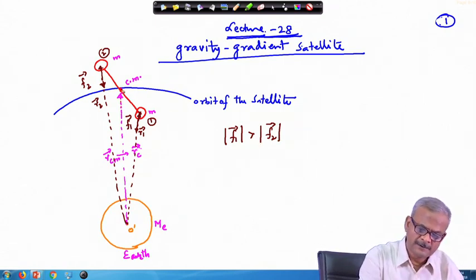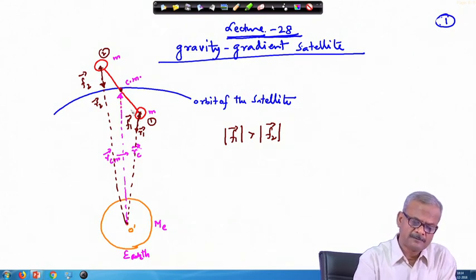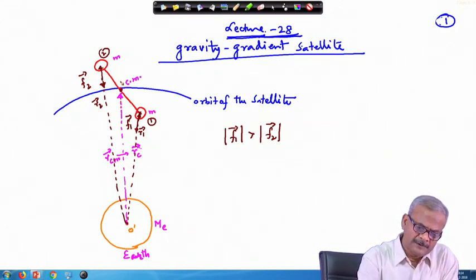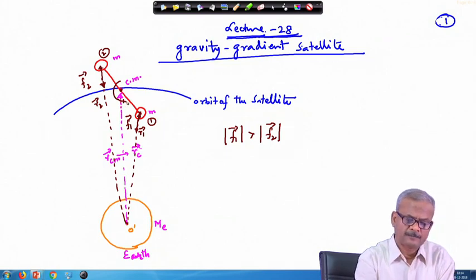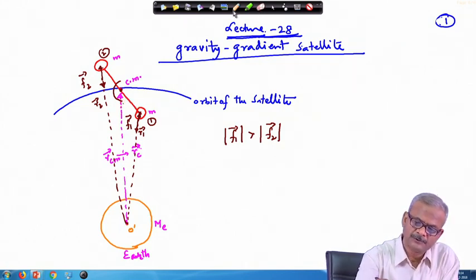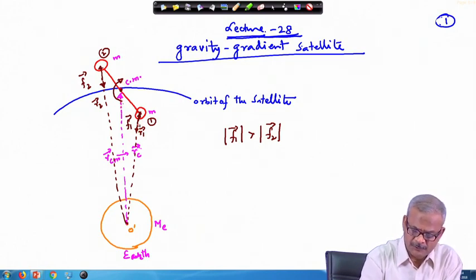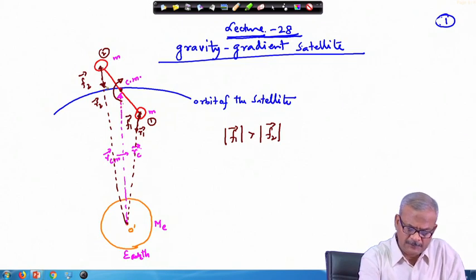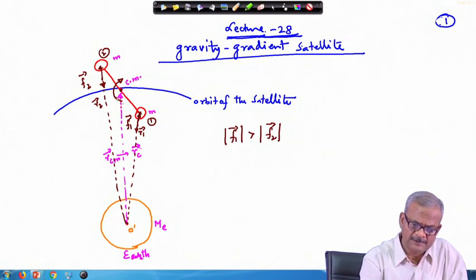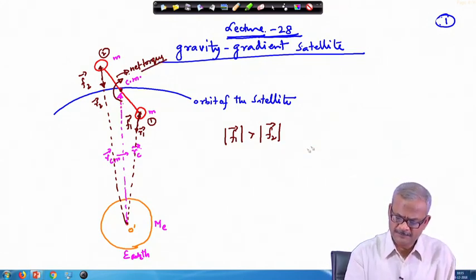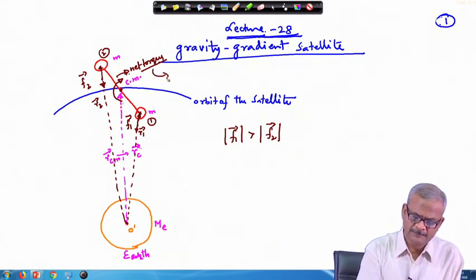So what does it imply? At this point, which is the center of mass of this dumbbell, there will be a torque acting like this, because the torque will act in the opposite direction, because this force is more and the force acting here is less as compared to this one. So there will be a net torque along this direction, as shown by this arrow. This is the net torque, and this is nothing but your gravity gradient torque.